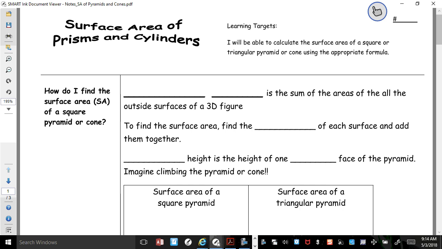So I want you to go to your formula sheet right now and find a pyramid at the bottom there, and look at surface area. It says what? 1/2 LP plus big B. Here's the problem with L. It's not length.